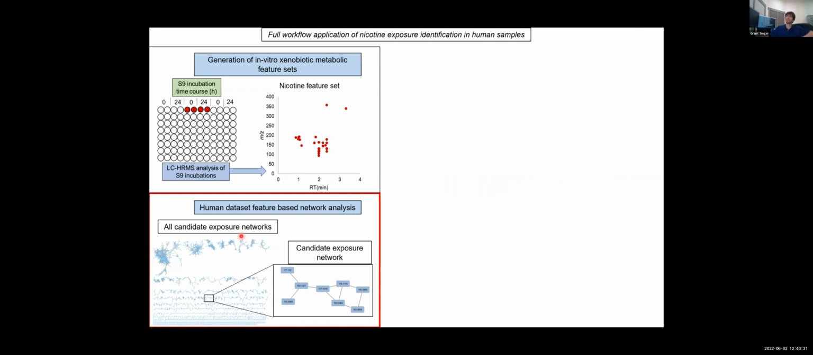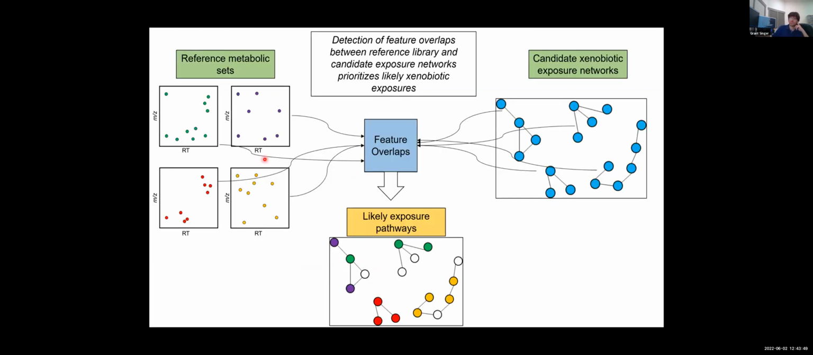Here are all of the candidate networks we extracted from one study with samples from 50 volunteers. You can zoom in on one of these networks to show all of the network features. Next up is how we can actually map these candidate networks to the reference data that we generated from S9. This is pretty simple. We can just compare all of the sets from S9 with all of the nets from human data and scan for overlapping features within MZ and RT retention time tolerances. This allows us to quickly prioritize potential exposures for further investigation.